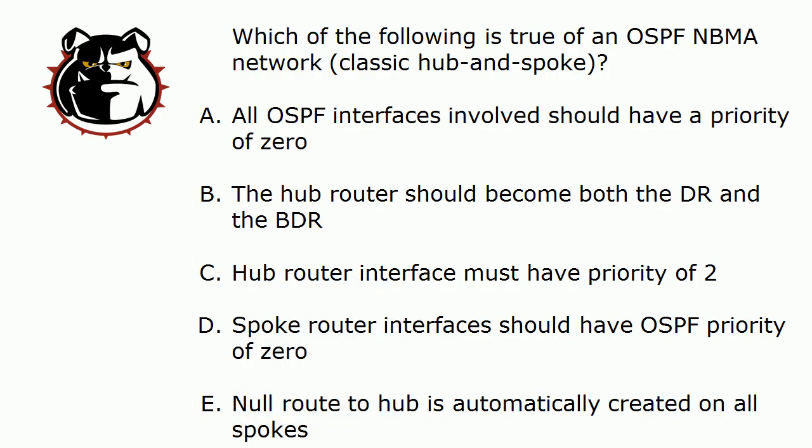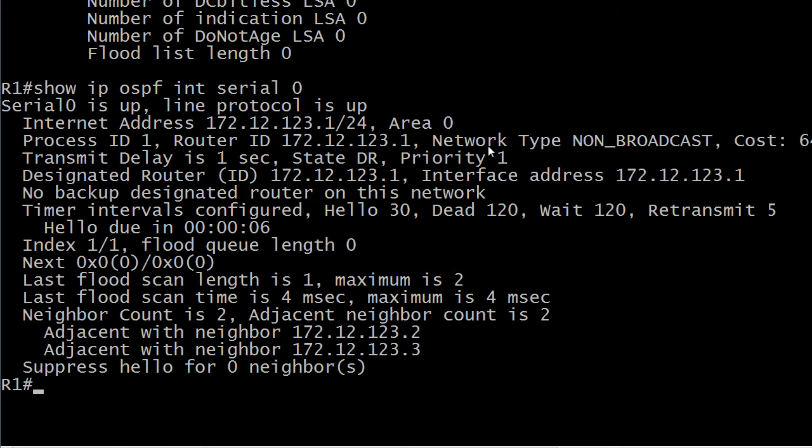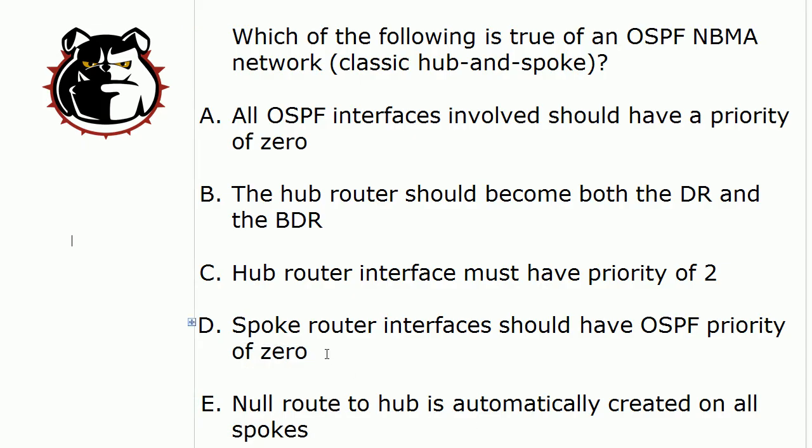The hub router interface must have a priority of 2. This is false, and I left it at a priority of 1, and you can also see that in the show interface command for OSPF. And there's the priority. What is highly recommended you do is what I did here, set the priority on the hub interface to 1 and then on the spokes to 0. And that's why D, spoke router interfaces should have OSPF priority of 0, is absolutely true.